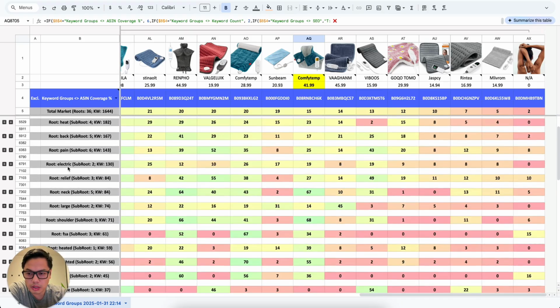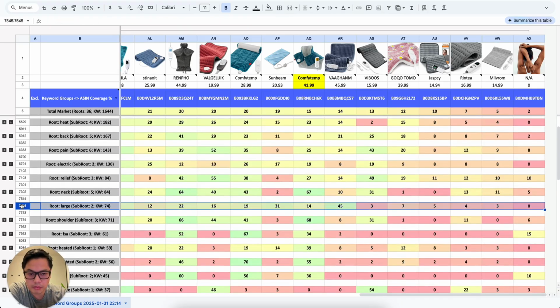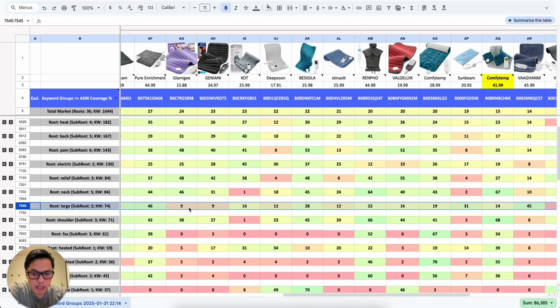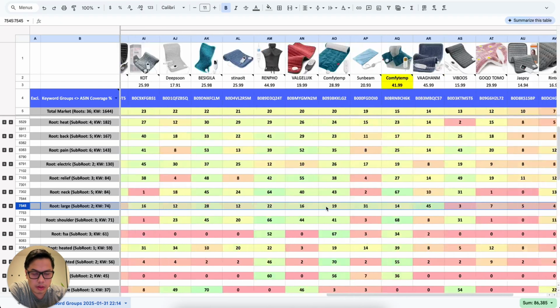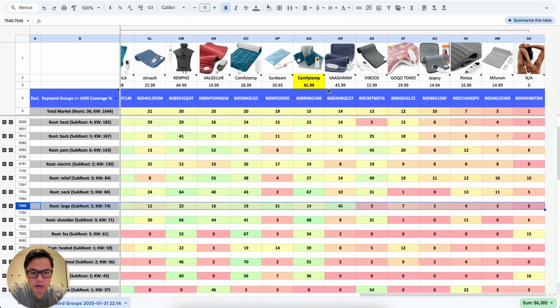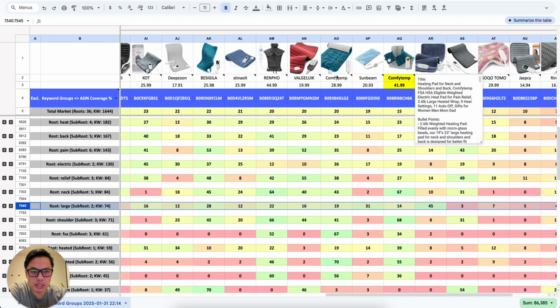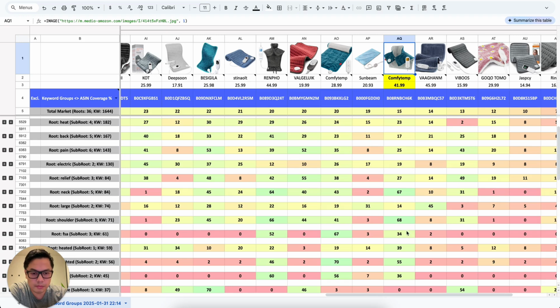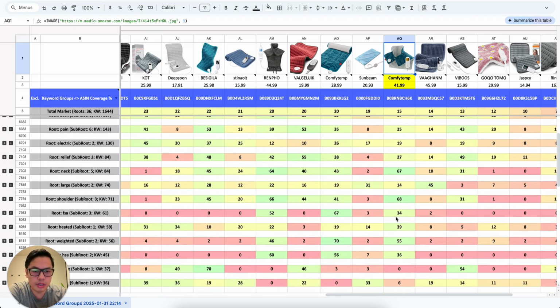What else was there? Large. When I look at, yep. So large, they do okay. There's a lot of other ones that do much bigger or better, but obviously it makes so much sense because this is not a large one. Okay, so we just really want to stay to our lane. We don't want to try to emphasize something that we're not.